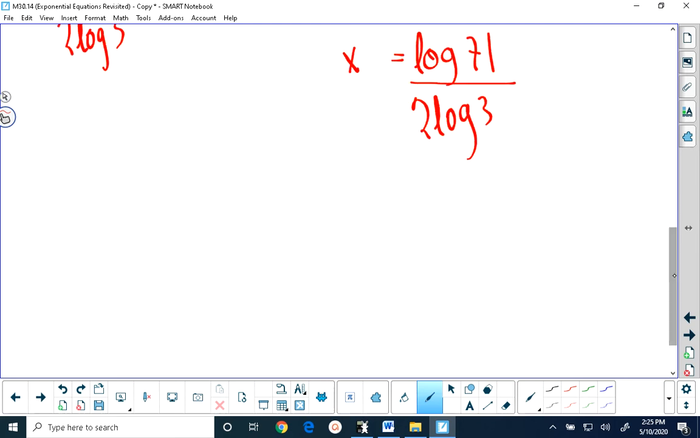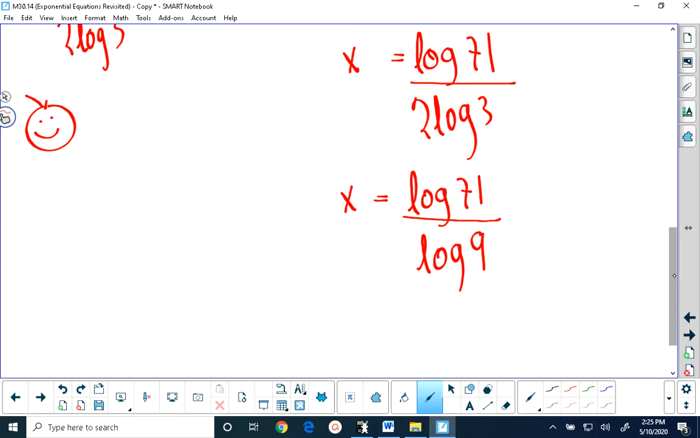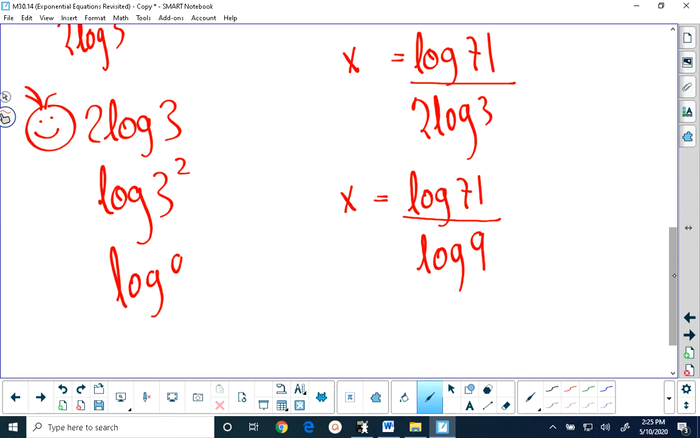If I wanted to, I could write that as x equals log of 71 over log of 9. Because 2 log 3 is the same as log of 3 to the 2, and 3 to the 2 is 9. So either of these expressions here on the right are considered correct for exact values.